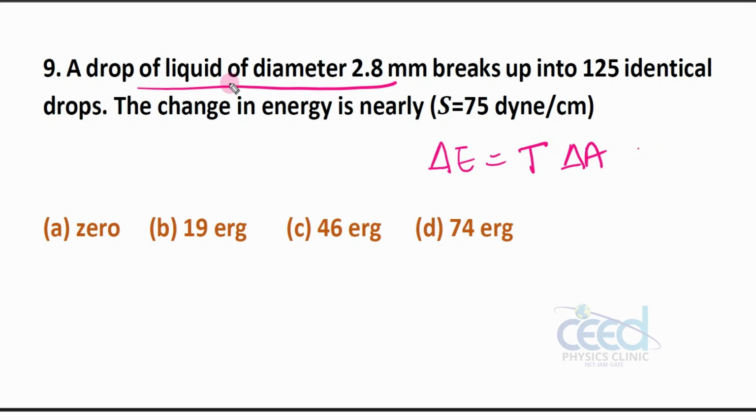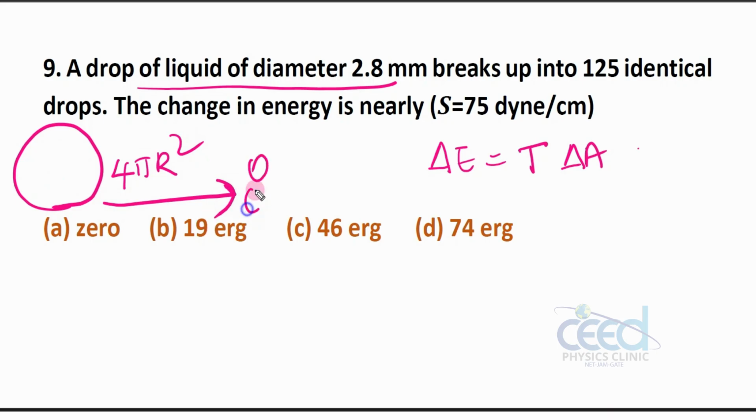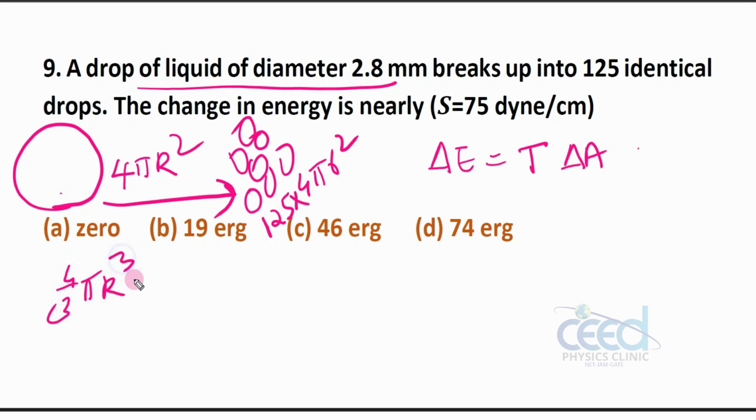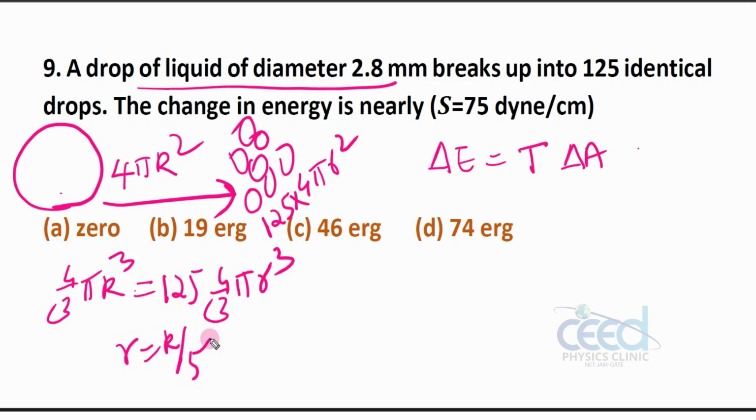Now the initial area, say 4 pi R square, this is a big drop. Now it is split into 125 drops. Then one small drop's area is 4 pi r square, and like that 125 drops are there, so 125 into 4 pi small r square, right? To connect r and R, equate the volume: 4 by 3 pi R cube equals 125 into 4 by 3 pi small r cube. Then you get small r equal to capital R by 5.